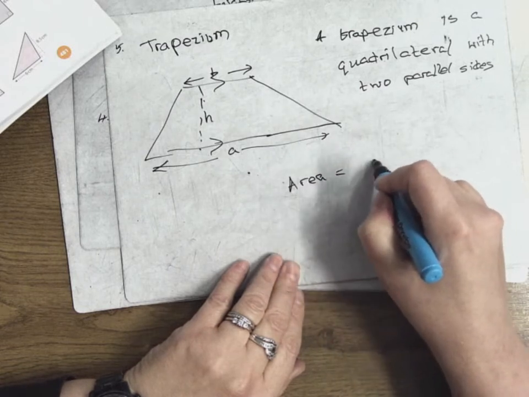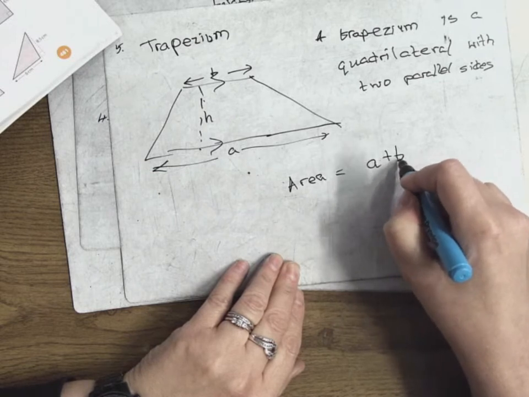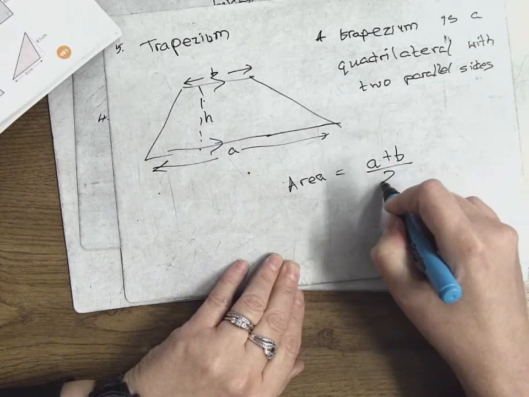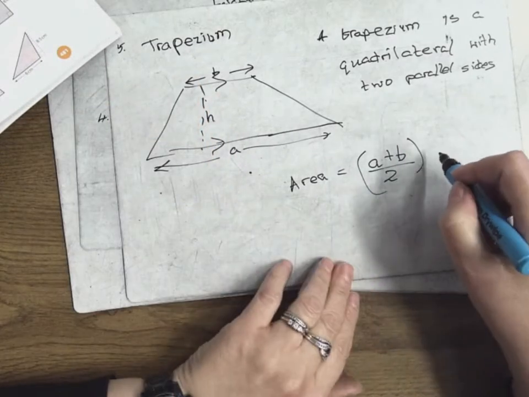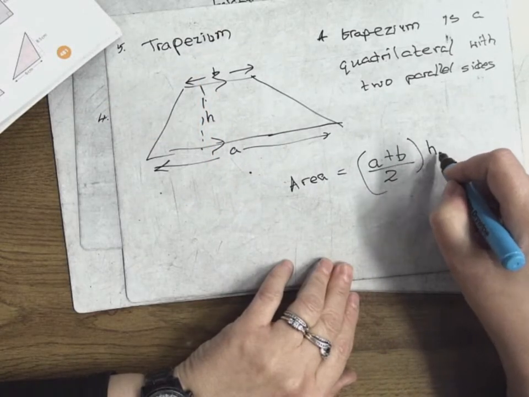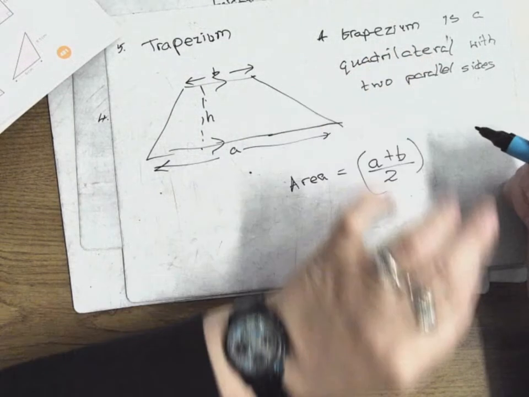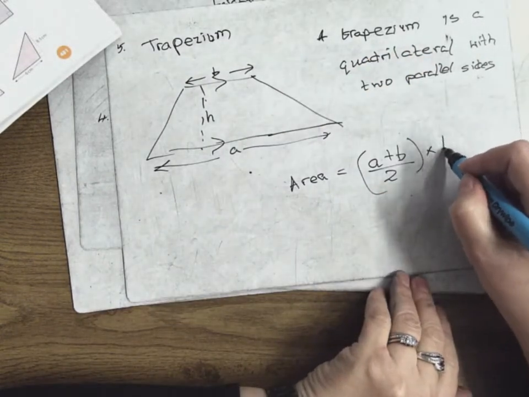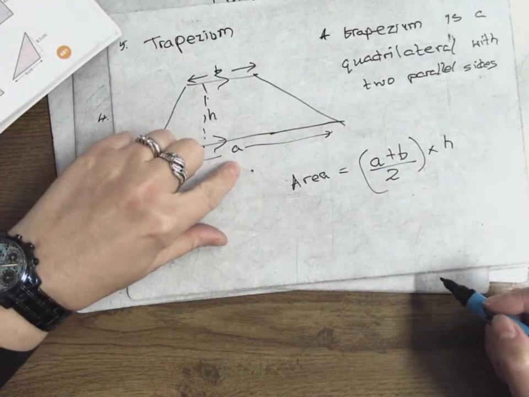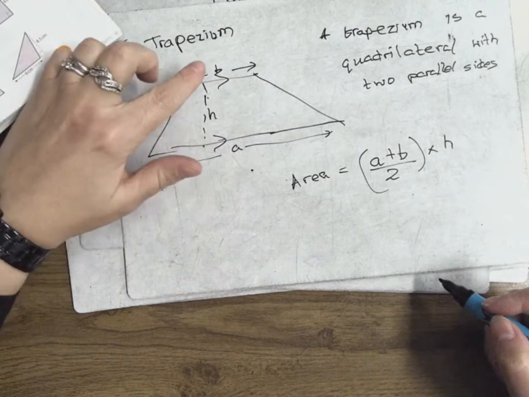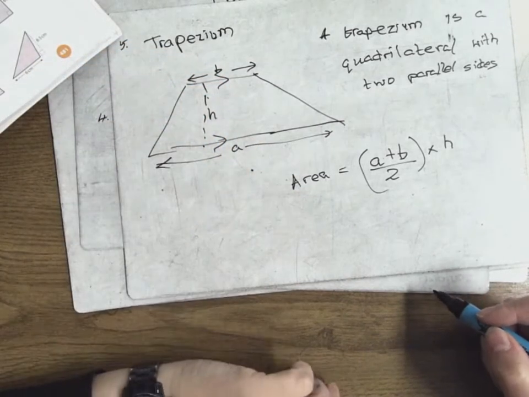So you add the length of the bottom line to the length of the top line, divide that by 2, and multiply your answer by h. So it's the length of the bottom line, which is one parallel line, add the length of the other parallel line, divided by 2, multiplied by h.